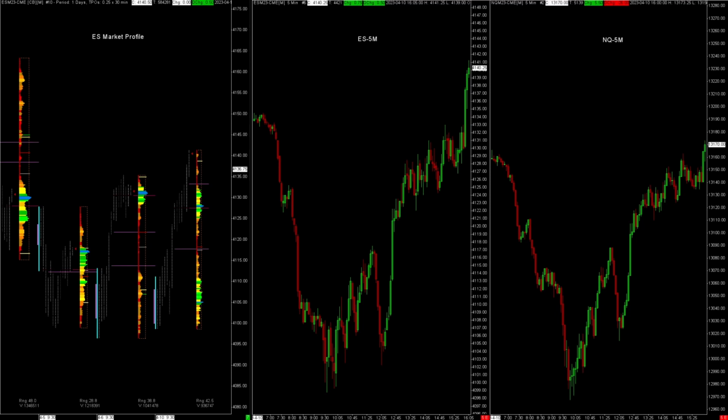This will be a recap on 0410 RTH session. On the left, we have an ES market profile chart. In the middle, we have an ES 5-minute chart. And on the right, we have the NQ 5-minute chart.